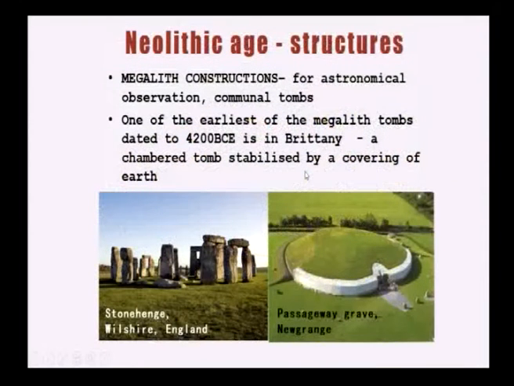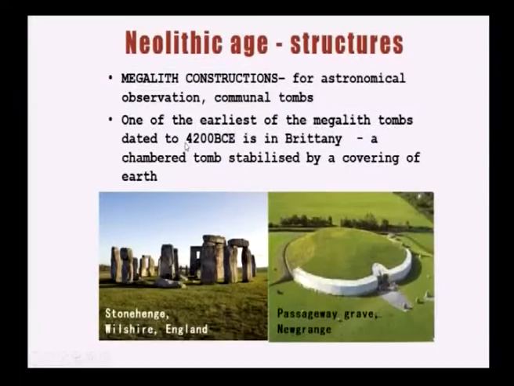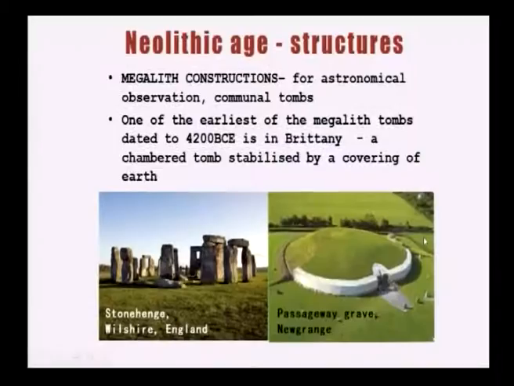Now, structures of the Neolithic age. Megalith constructions. A significant achievement of the Neolithic age was the megalith constructions. These were large stones or boulders erected in a circular pattern and used for astronomical observation and communal tombs. Megalith literally means large stone. A famous megalith construction is Stonehenge, which is found in Wiltshire, England, and a communal tomb is the Passage Grave found in Newgrange.